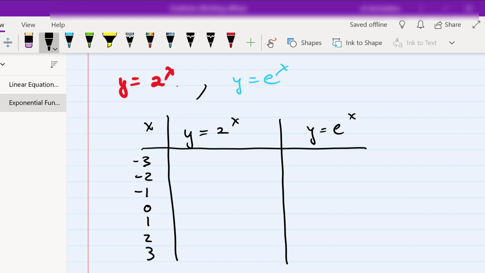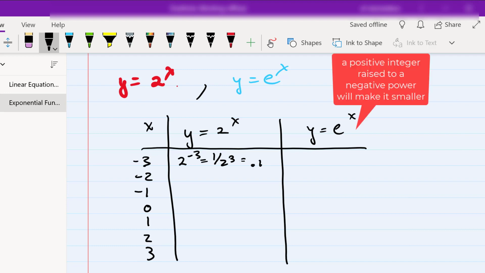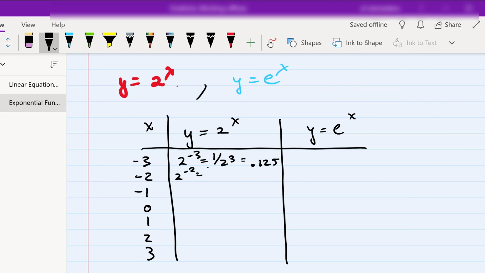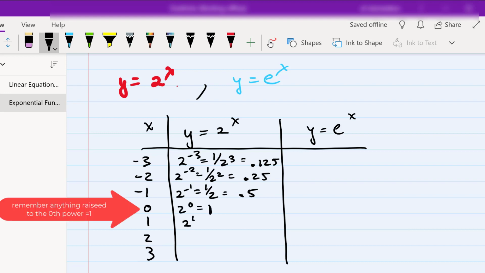So when y equals 2 to the power of x, and we put minus 3, that's just 1 over 2 cubed, which is 1 over 8, which on a calculator you can do is 0.125. 2 to the minus 2 is 1 over 2 squared, which is just 1 over 4, which is 0.25. 2 to the minus 1 is just 1 over 2, which is 0.5. And then 2 to the power of 0 is just 1. 2 to the power of 1 is 2. 2 to the power of 2 is 4. And 2 to the power of 3 is 8.